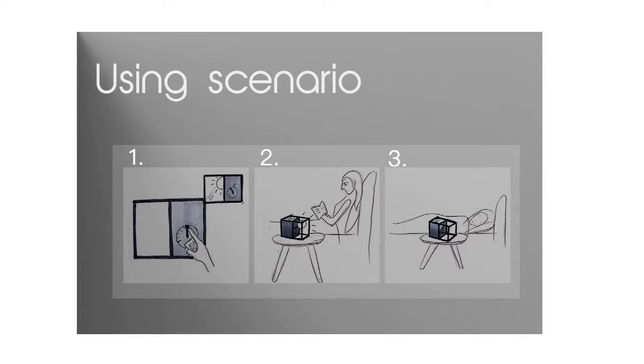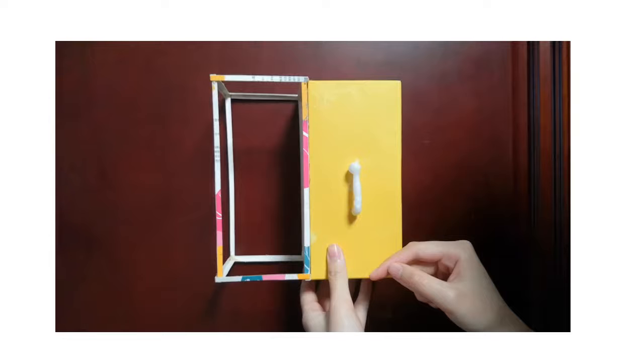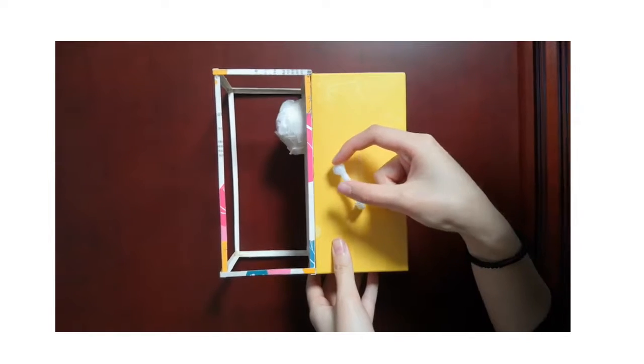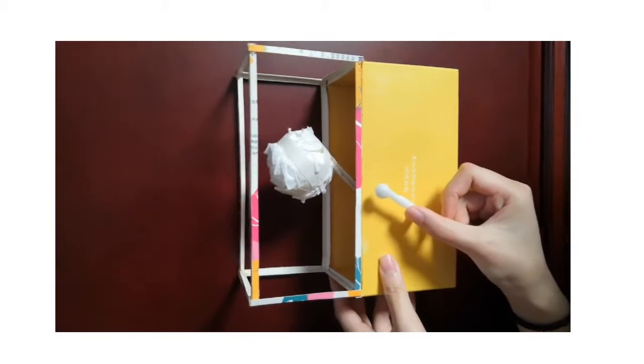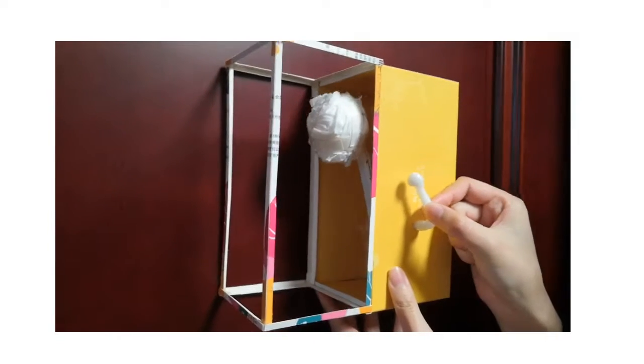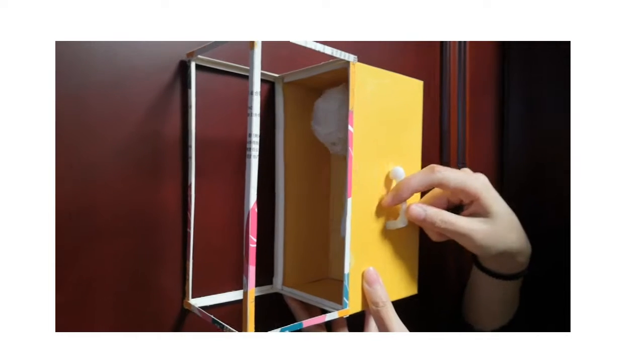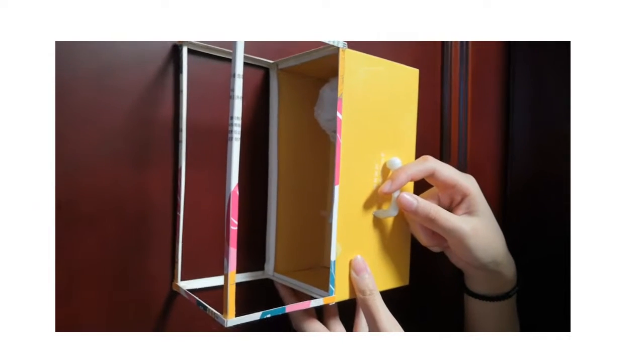Here is the using scenarios. We can first rotate the rod to set time, then enjoy the light. The light will come back automatically, and when it turns off, it's time to sleep. To turn on the light, you rotate the rod, and it will gradually rotate back by itself. And finally, at the end, the light will turn off.